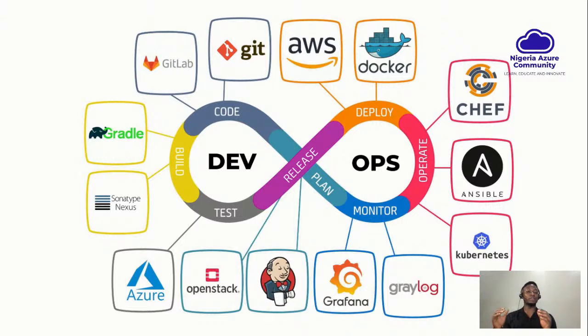Next, we'll go into the coding. Developers will begin to write code, and after the code has been written, we'll go into the build phase. From the build phase, next is the testing phase, where we test the code that has been written to assure that it is quality code and that it is portable.